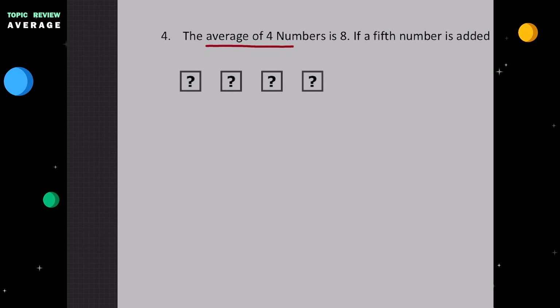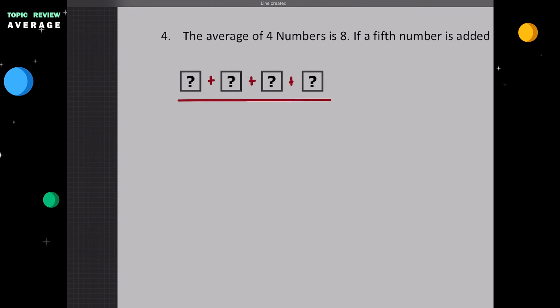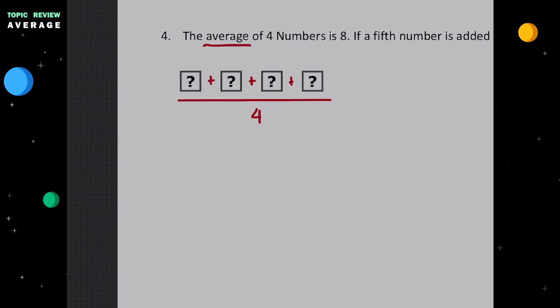We're going to use this sentence to write a little expression here. So the average of 4 numbers, how do you find the average of these 4 numbers? You add them up and divide it by what? 4, since there's 4 numbers, right? We divide it by 4, and the average is 8. So that's equal to 8.